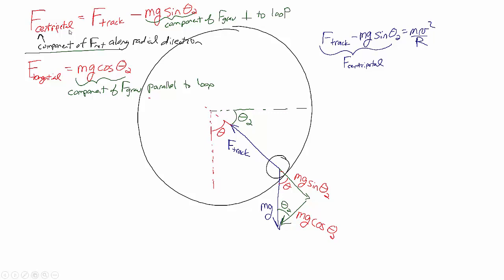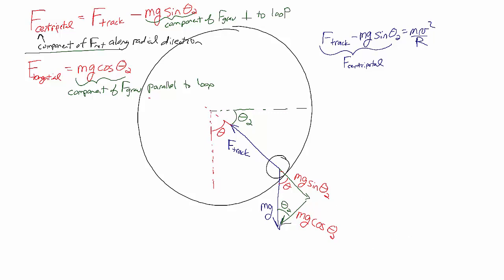That component of the net force along the radial direction is the force of the track minus the component of the force of gravity perpendicular to the loop. The tangential component of the net force, the component of the net force that's tangent to the circle, would be this component of the force of gravity parallel to the loop, this mg cosine theta 2.